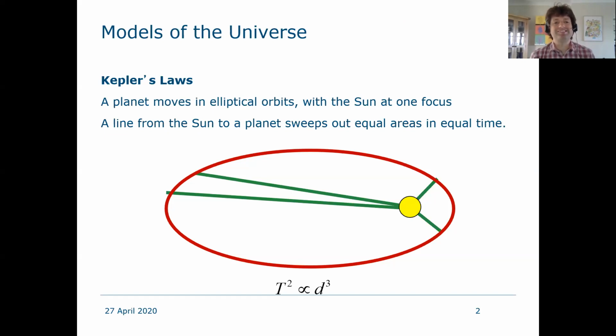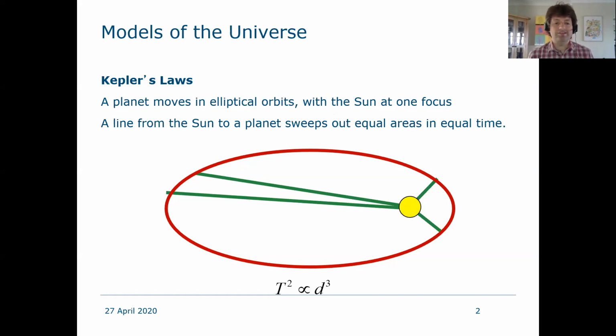We've talked about Kepler's laws, and Kepler's laws say a planet moves in an elliptical orbit with the sun at one focus. So it sweeps out an elliptical orbit as shown by this red line. It says a line from the sun to a planet sweeps out an equal area in an equal time. So it takes a certain amount of time to go from this point here to this point here, and the same amount of time to go from this point here to this point here. But those distances are not the same, so the velocity will change.